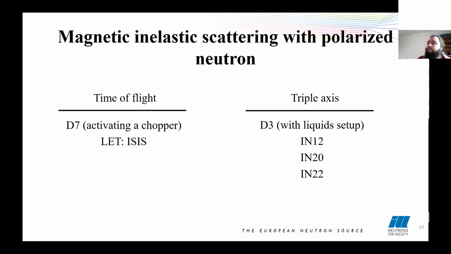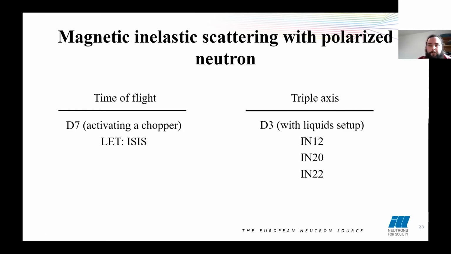So we can perform inelastic scattering in all of the instruments that I mentioned before. D7 has a chopper that can be activated and transforms the instrument into a time-of-flight instrument. And obviously LET is an instrument at ISIS, and ISIS is a spallation source, so it's naturally a time-of-flight instrument. For the spherical polarimetry instruments, we need to use triple axis.